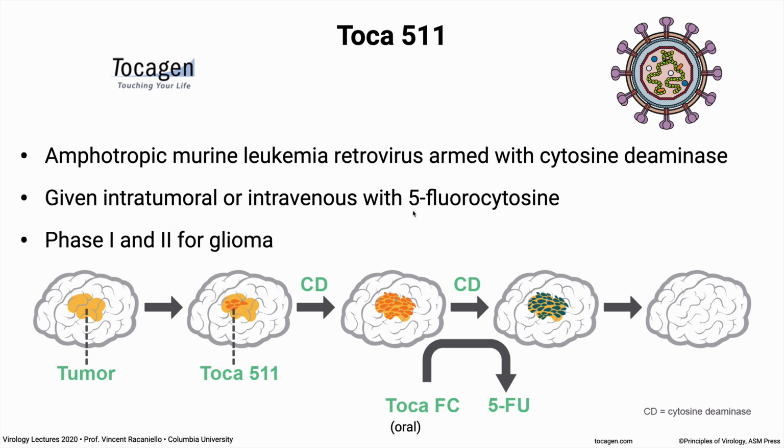And that's an example of this particular virus, TOCA 511, which is an amphotropic murine leukemia retrovirus with cytosine deaminase. So the virus is injected into the tumor. So here we have a brain tumor. The virus is injected in. Then they give the patients intravenously 5-fluorocytosine, 5-FC, which then in the tumor only, where the virus is, converts it to 5-FU, which kills the cell. So that's the basis for that. And it's in phase 1 and 2 for gliomas.